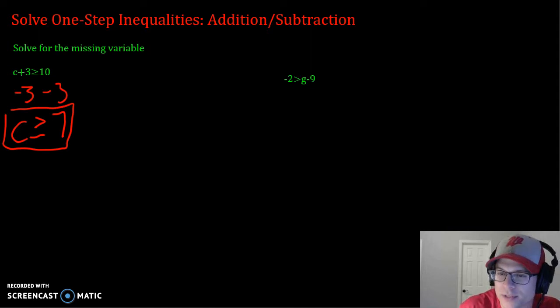And then from here, the variable is on the right side this time, but it's still the exact same thing. You do the opposite of what you see. The opposite of subtract 9 is to add 9. Negative 2 plus 9 is 7, so 7 is greater than G.